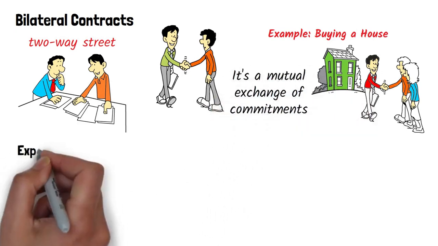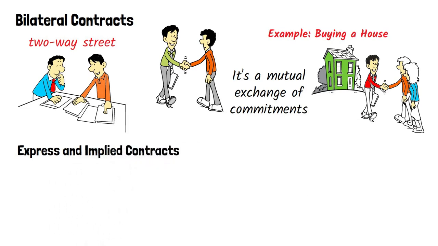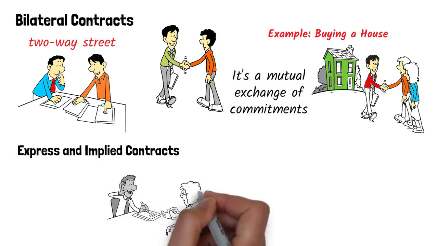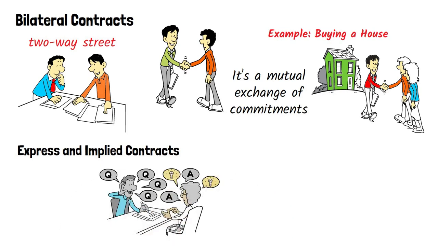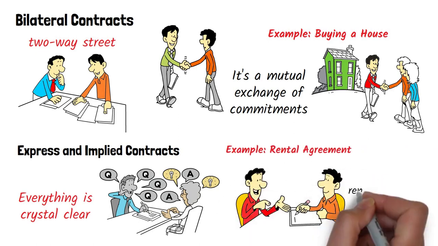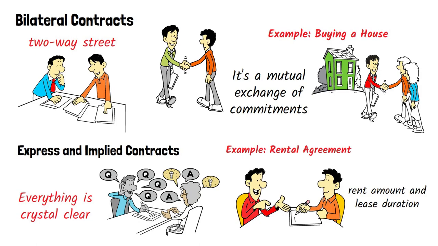Now, let's talk about express and implied contracts. Express contracts are those where all the terms are explicitly stated either verbally or in writing. Everything is crystal clear. When you sign a lease agreement with your landlord, all the terms, like rent amount and lease duration, are spelled out in writing.